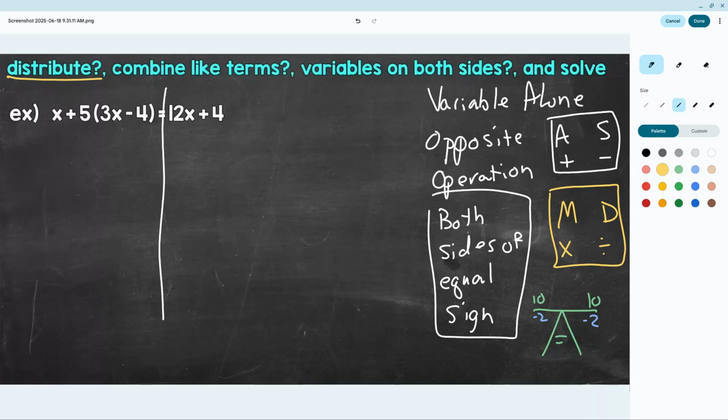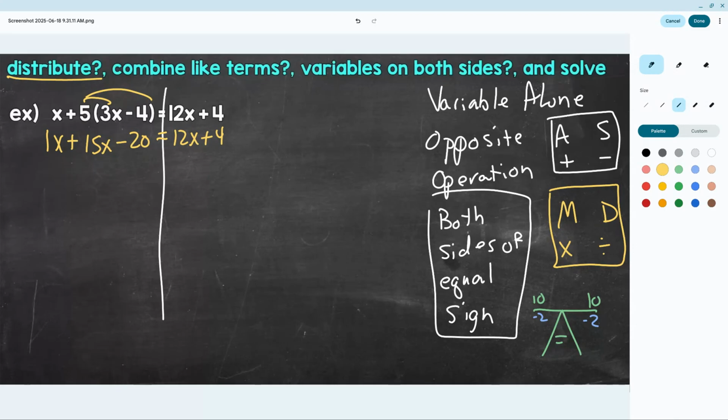So we're going to look at the distributive property first. We're going to say, is there anything to distribute? Yes. When there's a number outside of parentheses, you have to multiply. 5 times 3 is 15x. And then 5 times a negative 4 is a negative 20. And then I have x plus 5, so I'm going to put a 1 there. Nothing over here to distribute.